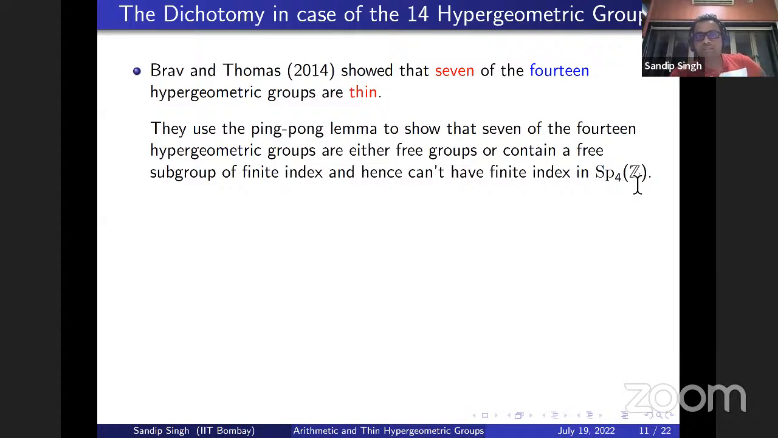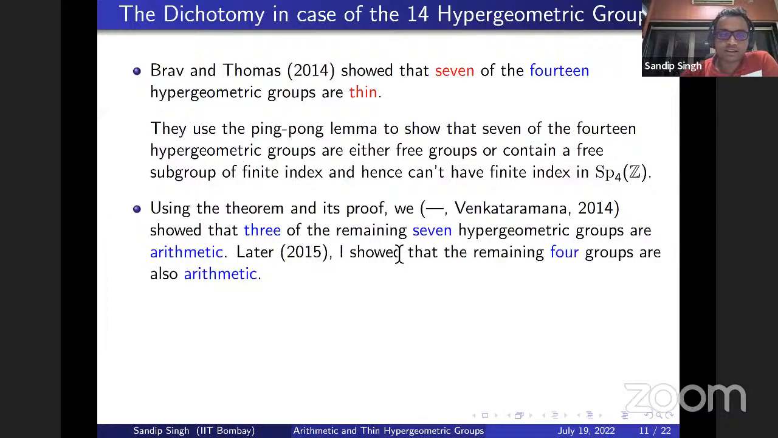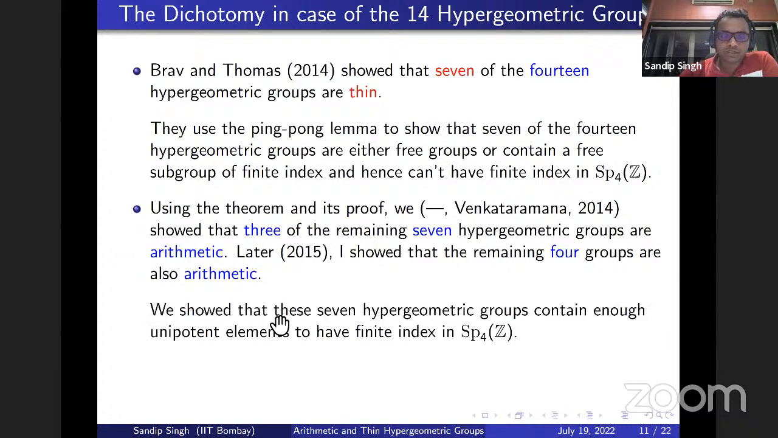Okay? So to prove the thinness in these cases, it was enough to show that these 7 groups are either free or they contain a free subgroup of finite index. And using the theorem and its proof, Venkatramana and I showed that 3 of the remaining 7 hypergeometric groups are arithmetic. Later in 2015, in my postdoc, I showed that the remaining 4 groups are also arithmetic. So we showed that these 7 hypergeometric groups contain enough unipotent elements to have finite index in SP4Z.